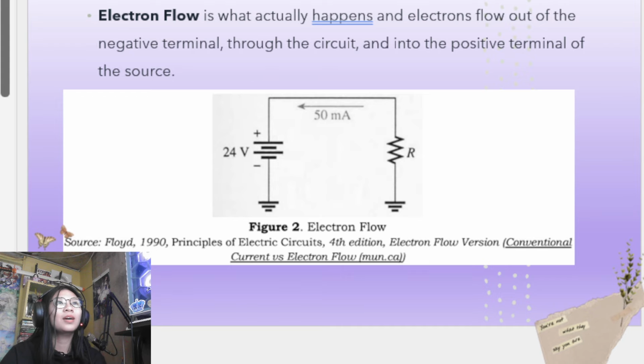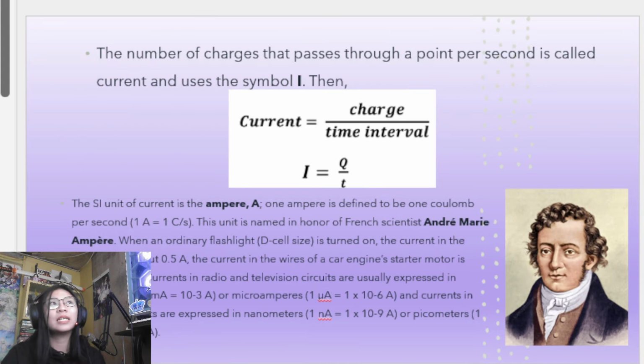Okay? Now, let's go back to the current. Current is said to be the number of charge that passes through a point per second, and it uses the symbol I, as I have said before. But its unit is ampere, or A, in honor of a French scientist, André Marie Ampere.